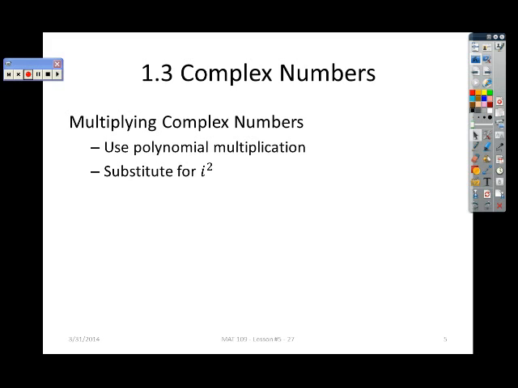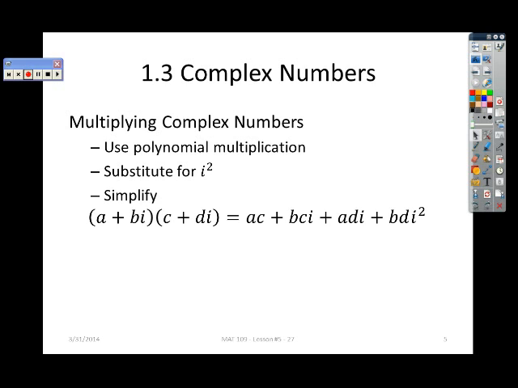Where you had that i squared, you're going to substitute minus 1. So remember a couple of slides ago I said i equals square root of minus 1 and i squared equals minus 1? So instead of i squared, we're going to write minus 1. Then we're going to simplify what we can simplify.